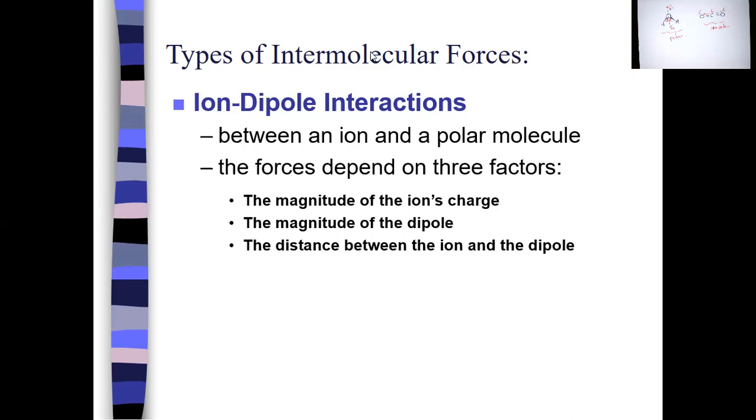Okay. All right, do you recognize these three bullets here? Do you recognize them? Isn't that just Coulomb's law again? Yeah. The magnitude of the ion's charge, that's Q1. The magnitude of the dipole, that's Q2. And the distance between them, that's R or D in the formula.